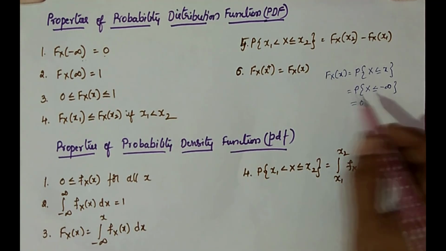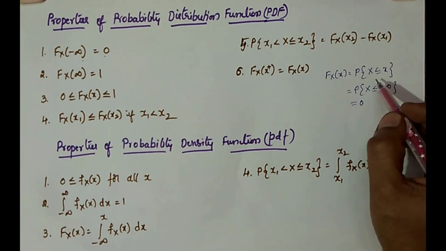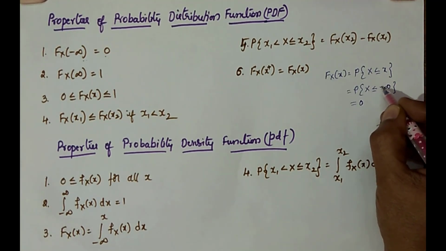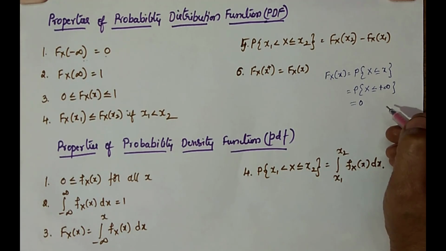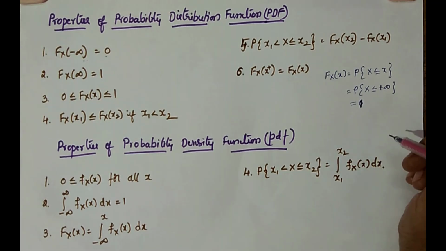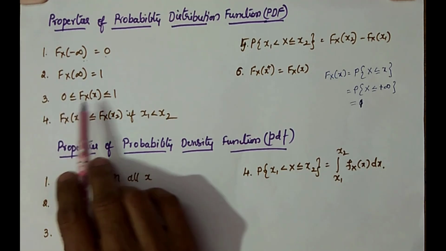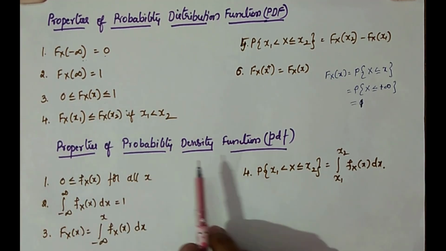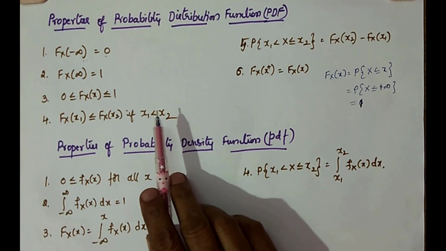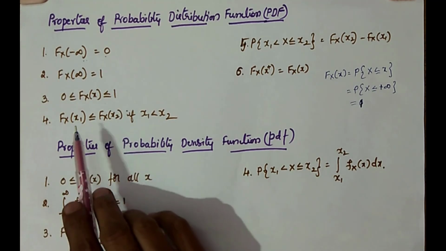Next, F_X(infinity) is equal to 1. Absolutely it is 1, because if you keep plus infinity instead of minus infinity, it is up to infinity. You have to sum all the probabilities of the random elements. The maximum value is 1. Then, the probability distribution function always lies between 0 and 1. You have seen many problems on the probability distribution function, and the value is always between 0 and 1.